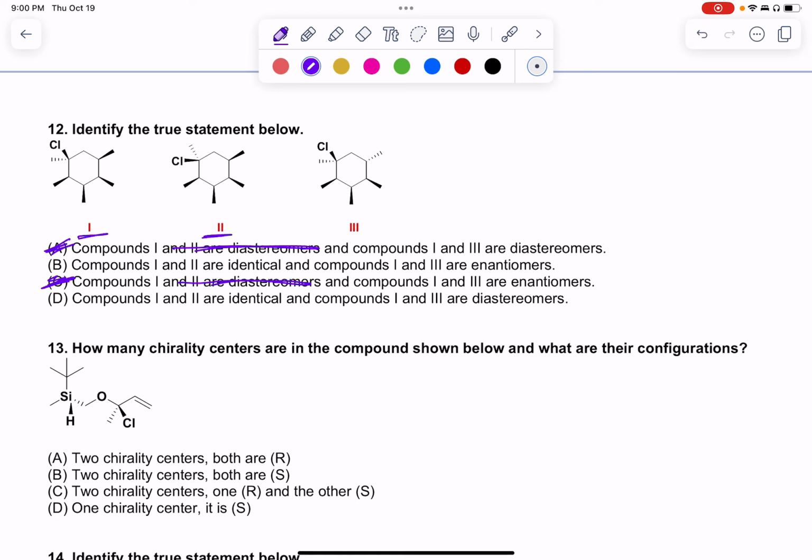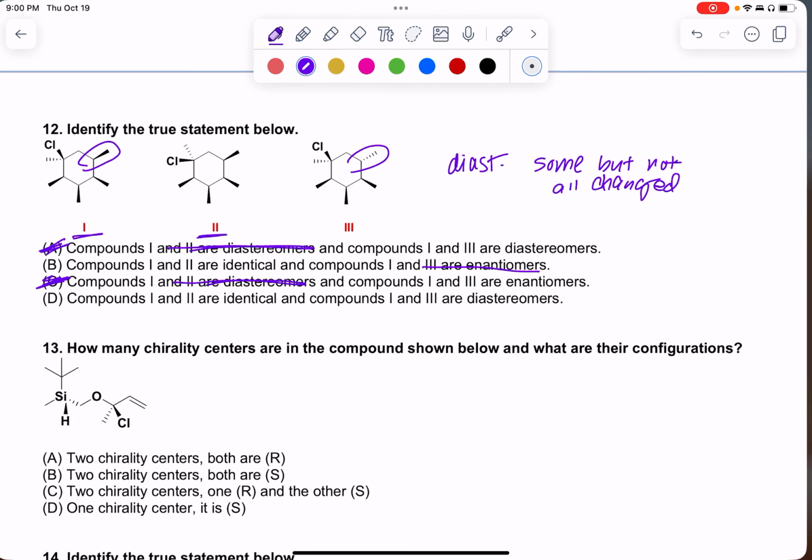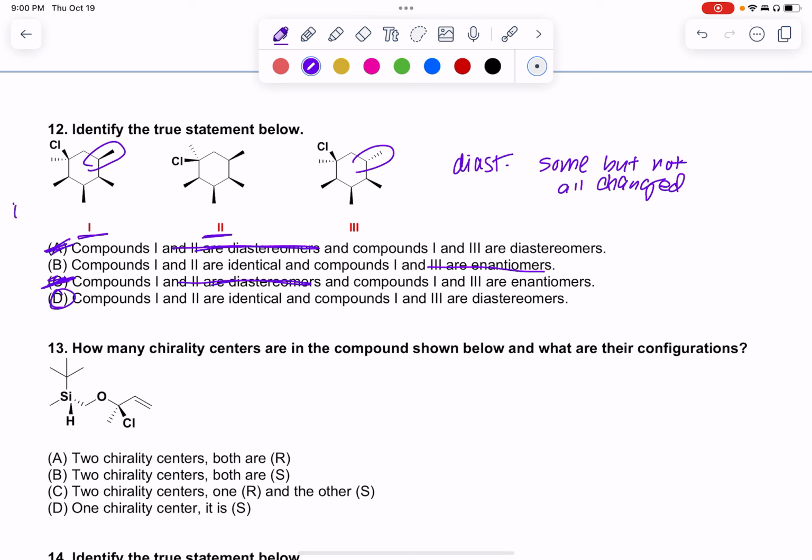Now we're just looking at 2 and 3. Well, these are still the same, and only one thing has changed, this methyl group. So I'd call that a diastereomer, because some, but not all, changed. Smokey, leave it alone. Leave it. Okay. So some but not all changed. Those are diastereomers, and they're definitely not enantiomers, because not only one changed. All right, so that's going to be D.